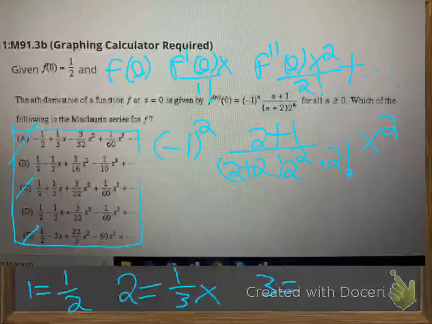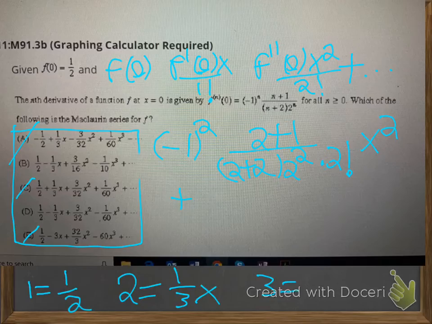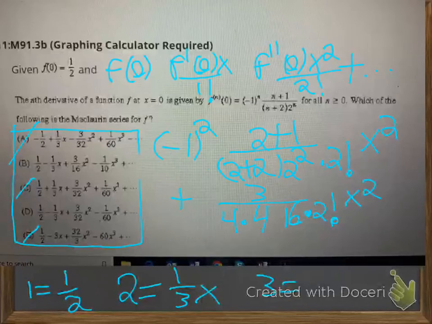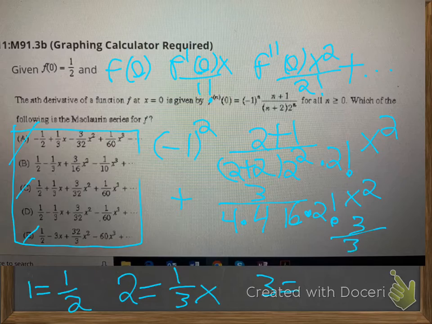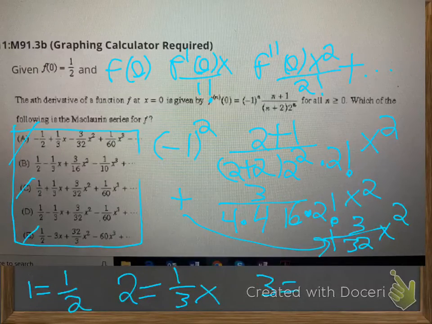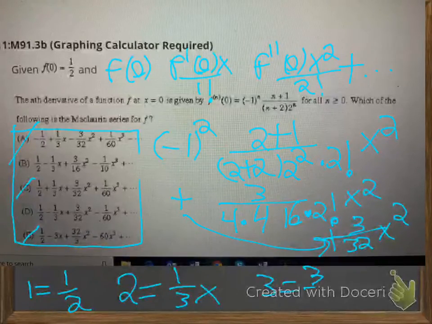And so now we're trying to find our third term. What we have here is negative 1 squared. It's just positive. So our value is going to be positive unless anything on the other side is negative. We have 3 over 2 plus 2 is 4 times 4. So we have 16 times 2 factorial x squared. So now it's a very large number. So we have 3 over 32 x squared, and it's positive from this right over here. So 3 over 32 x squared is going to be our third term.